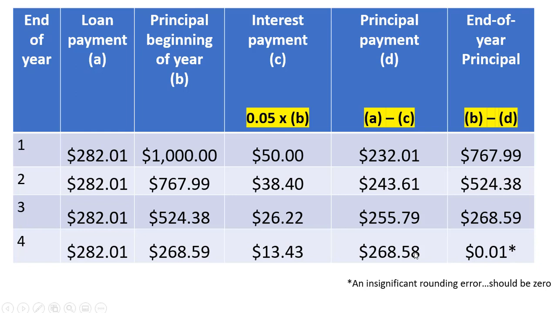So that is a loan amortization schedule. And as you can see here, as the loan progresses over time, the interest payment becomes relatively smaller. The principal payment becomes relatively larger. All right, that's it.